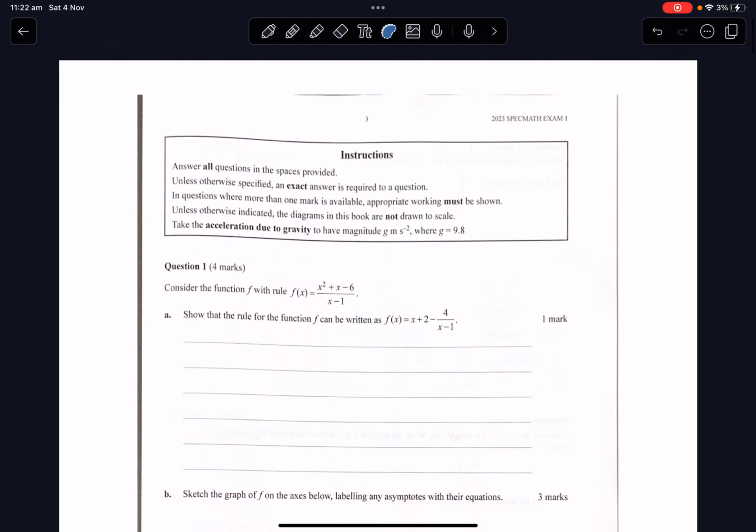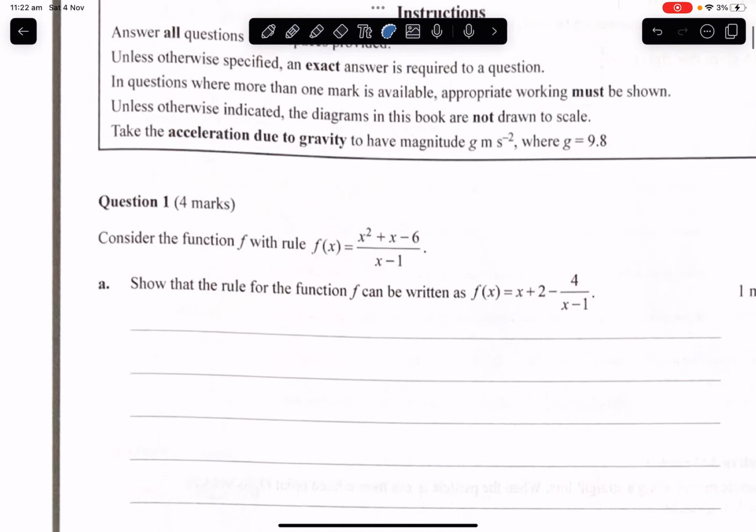Hey everyone, so here is the 2023 Special Exam 1. I've heard that it's not too bad, it's pretty straightforward, but it'll be interesting to see the new study design questions they ask, and I hope everyone did well, so let's see.